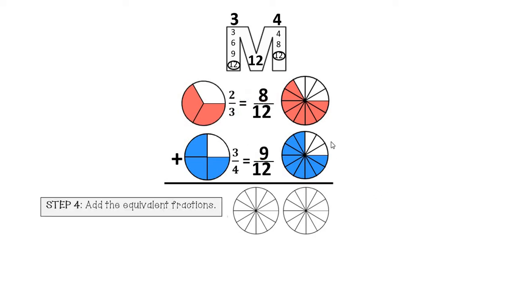So our step 4 is adding them up. And again, we'll start with our 8/12. Go ahead and shade that in down here. And then we're going to add our 9/12 to it.